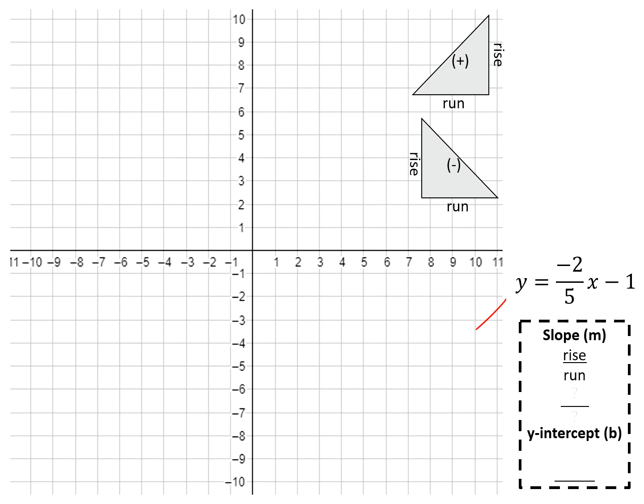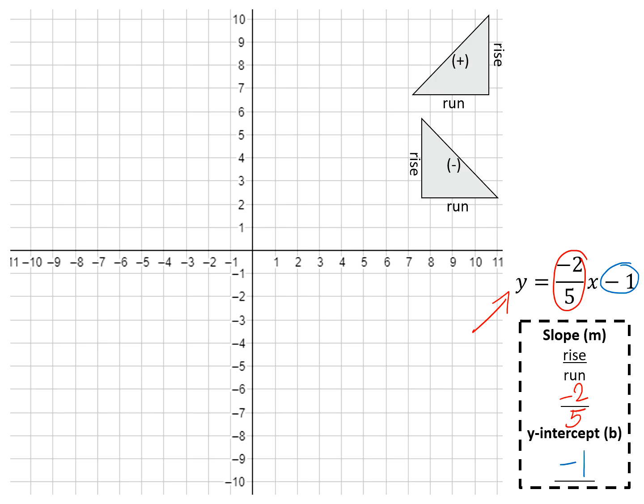In our second example, the equation of our line is y equals negative 2 over 5x minus 1. The slope of this line is negative 2 over 5, which means it has a rise of negative 2 and a run of 5. Meanwhile, its y-intercept is negative 1.